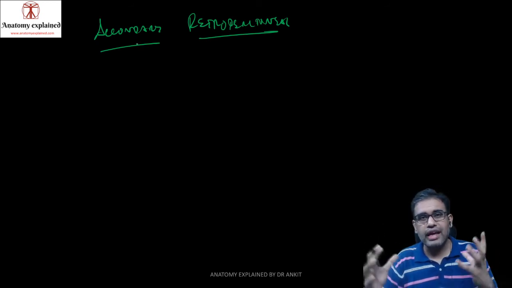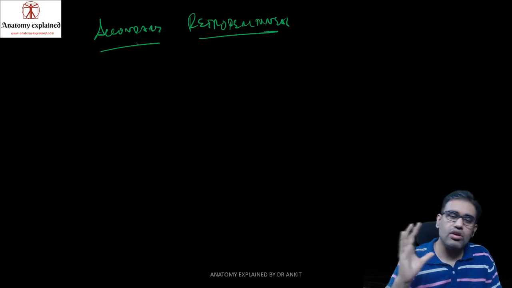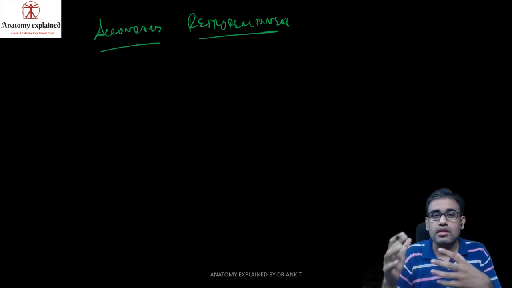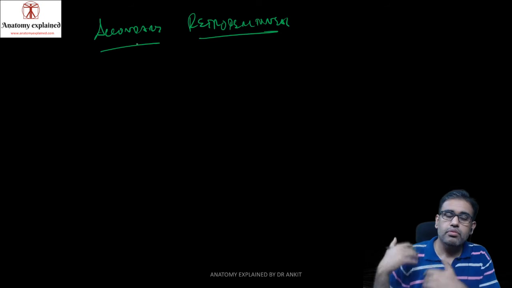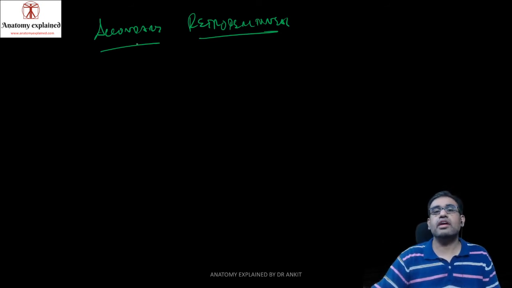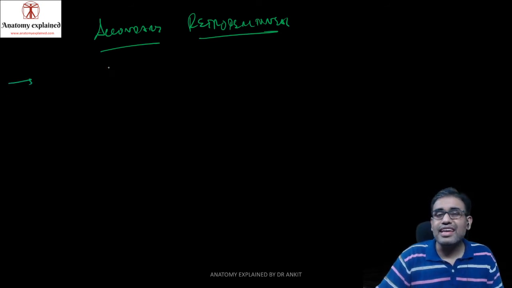So you don't have so much space. So the other organs start to push the posterior organs so much so that the peritoneum fuses. So what are the secondary retroperitoneal organs?